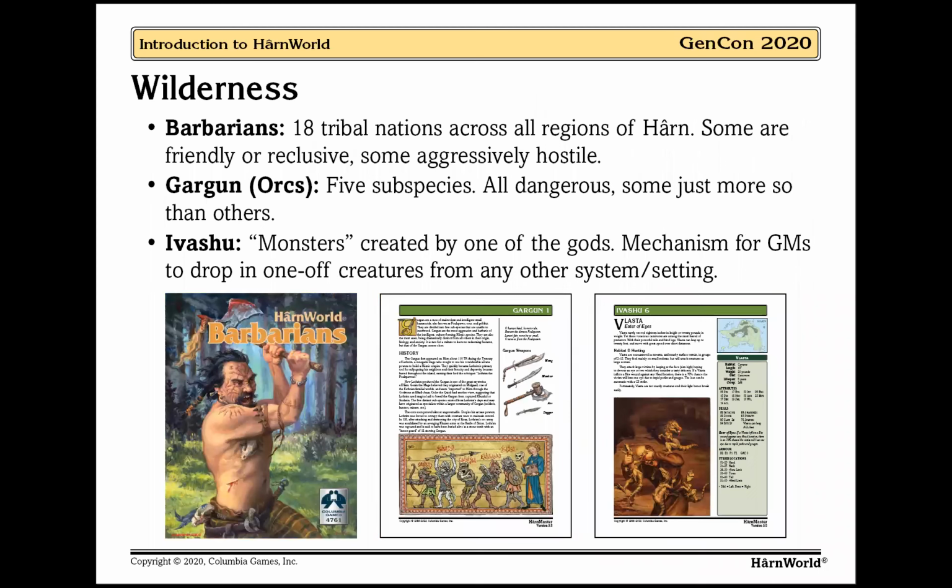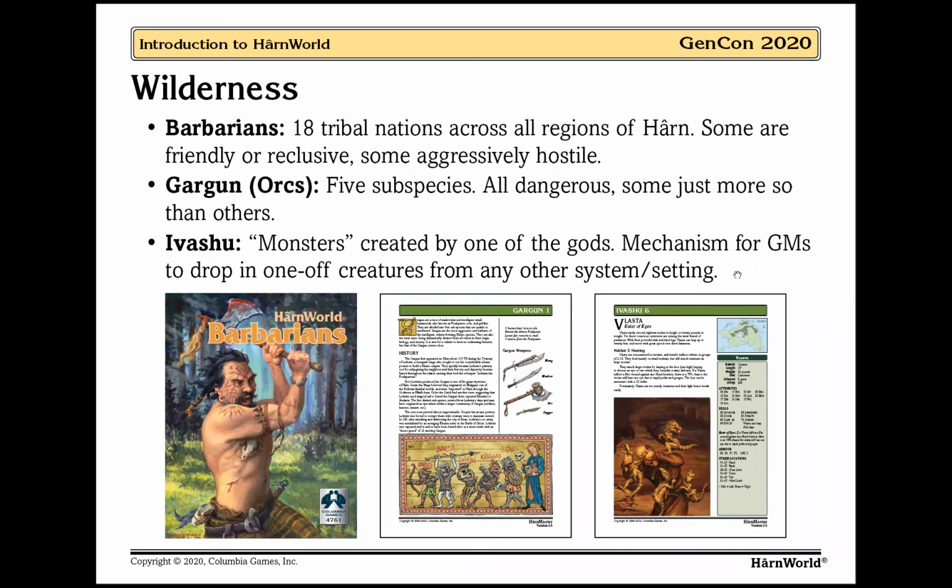Yep. Okay, we've talked about, in between the kingdoms, the barbarians, the orcs, and the monsters. And as Marc said, the monsters, being kind of the creations of the creator tinker god, are a mechanism for GMs to drop in whatever they'd like to.